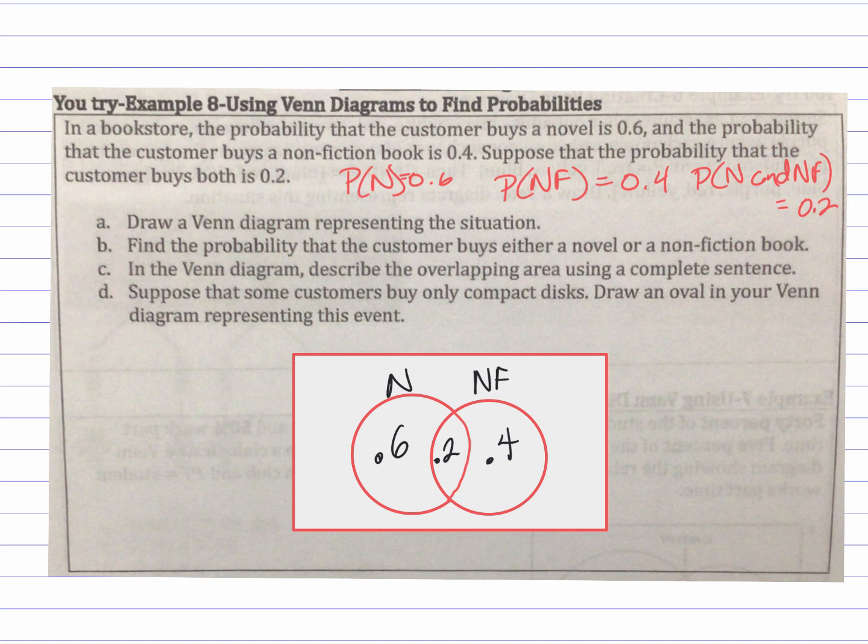Okay. Says draw a Venn diagram. We got that. Find the probability that the customer buys either a novel or a nonfiction book, and that's not hard to do because we know that probability right off the bat. That is 0.2. And then for C in the Venn diagram, describe the overlapping area using a complete sentence. Well, the probability that a customer goes to the bookstore and purchases a novel and a nonfiction book is 20% or 0.2.